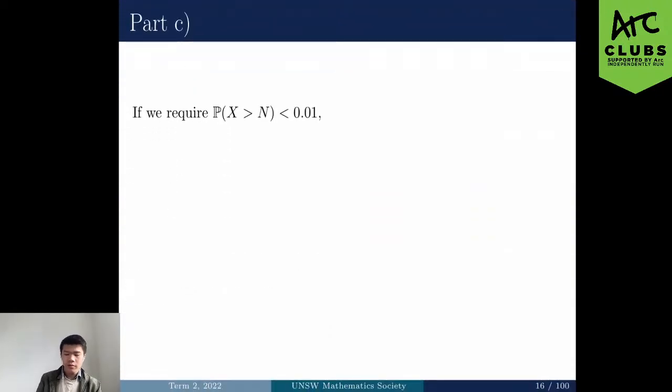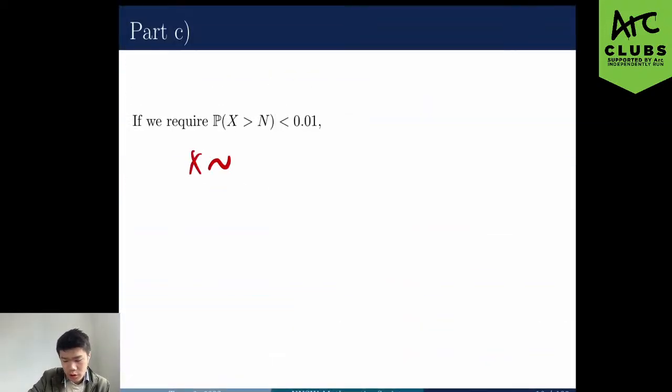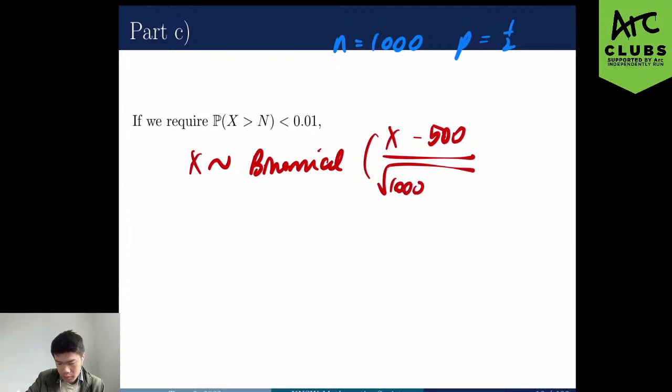Okay, so again, we want P(X > n) to be less than 0.01. Let's write that as a binomial expression, right? Because X is binomial, remember, 1,000 people times a half. So n equals 1,000, p equals a half. So we'll actually get (X minus np), which is 500, divided by the root of np(1 minus p), and then that has to be greater than or equal to n minus 500.